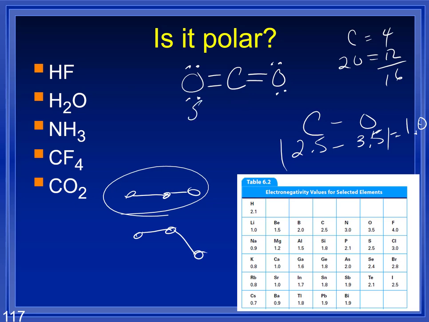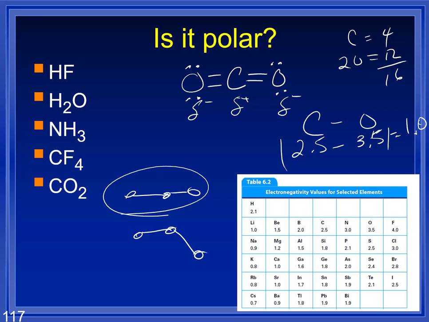So if I label my oxygen as negative and my carbon as positive, where's the positive charge? Let me ask you where the positive charge is on this. What would you say? It's the center. It's not on an end. So this is nonpolar. And what kind of properties are you talking about because of that?